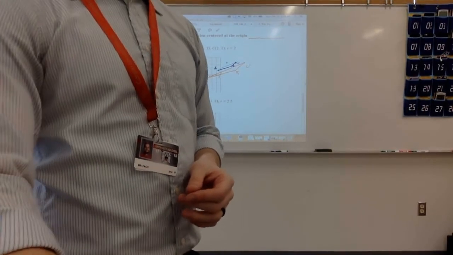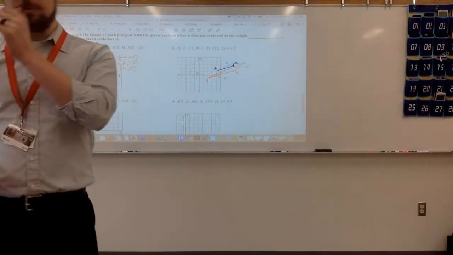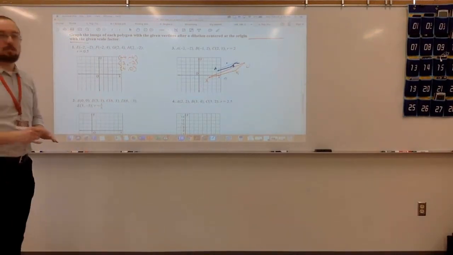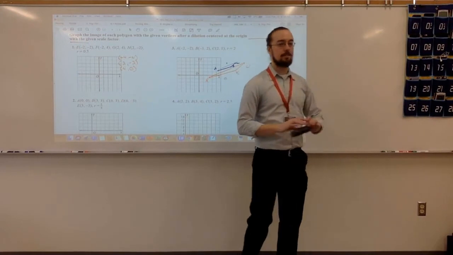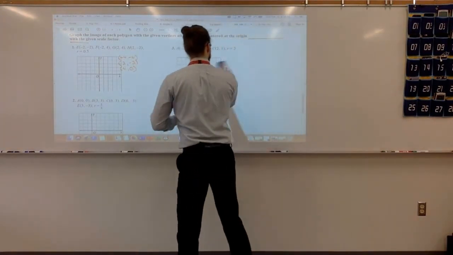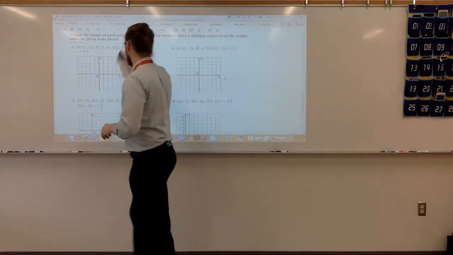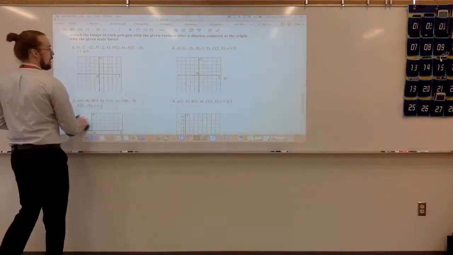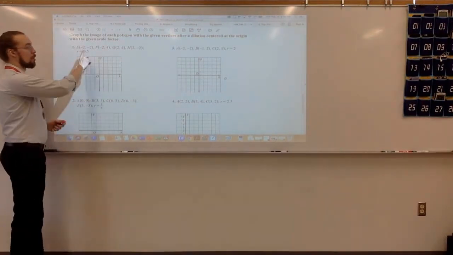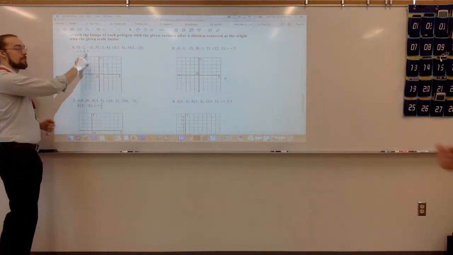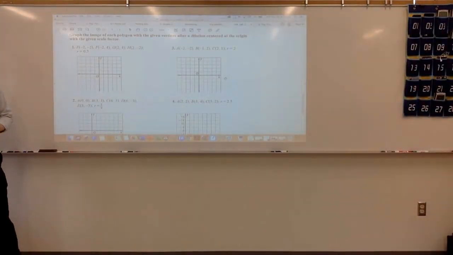Okay, so do we want to do another one together, or do we feel like we can try some? All right, let's take a few minutes and try a couple of these then. Okay? So plot the original figure, and then to get the new figure, multiply all of your coordinates by whatever the scale factor is.